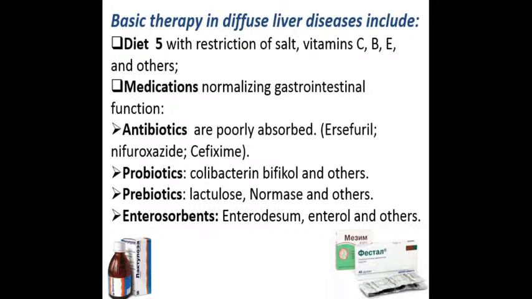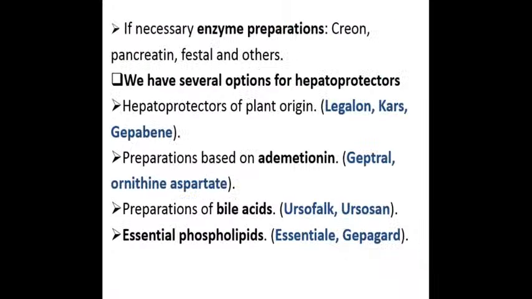Basic therapy of diffuse liver diseases includes, first, a diet with restriction of salt, and we can use vitamins and others. And medication. The first group of medication normalizes the gastrointestinal tract. It is antibiotics, probiotics, prebiotics, enterosorbents, and enzyme preparations, pancreatin, festal, and others.